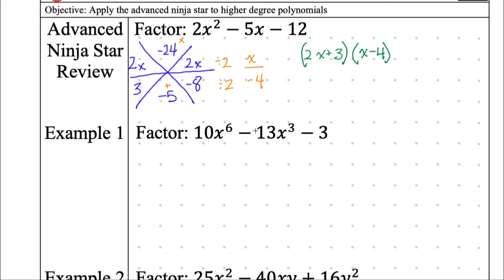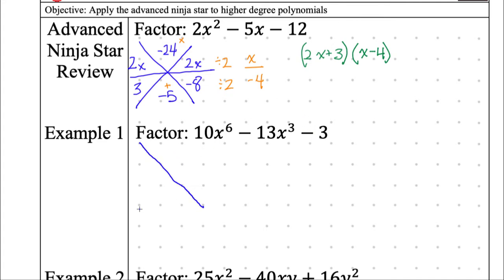It's the same thing. Remember up here I said in the top right and top left I have to do this number divided by 2. Well, now the top left and top right is going to be 10x to the power of 3. Another way of thinking of it is it's the middle term in terms of the degree of your variable. It's going to be Advanced Ninja Star, but I always need to check the greatest common factor. So 10, 13, and 3. Those are all co-prime, and there's no x here, so I can't factor out any variables. So GCF check, I can't do it, but let's go ahead and do Advanced Ninja Star now.